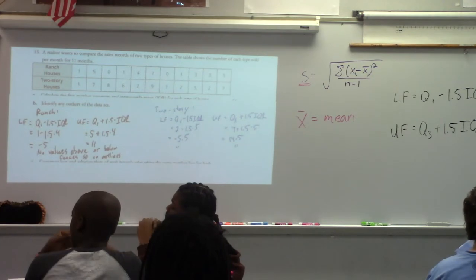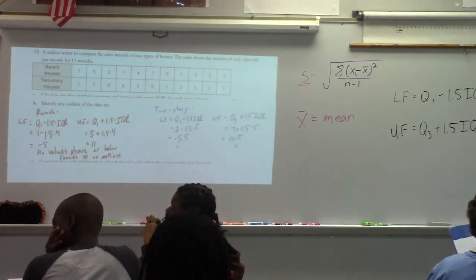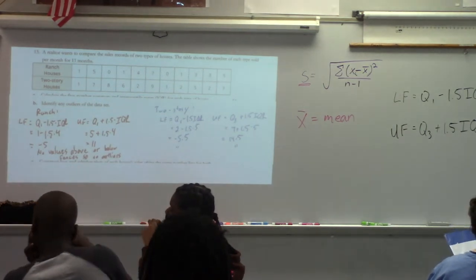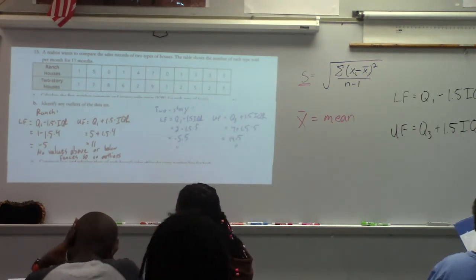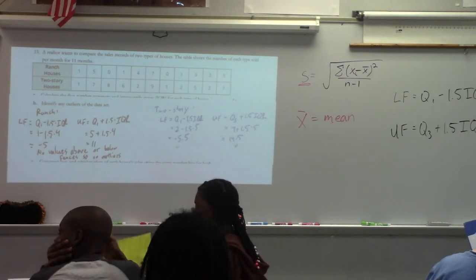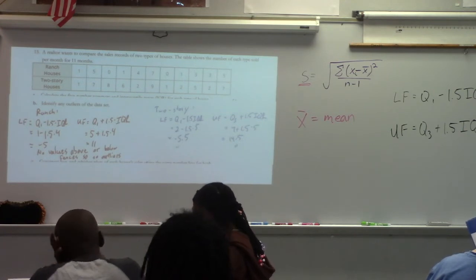That is the biggest thing that you would want to note there, is that there are no values above or below the fences, so no outliers. Yes, Nathan? So what you're saying is an outlier is if it goes beyond the fence.